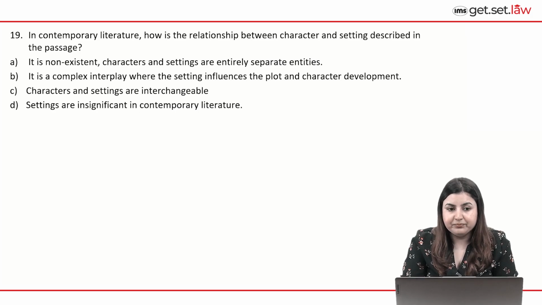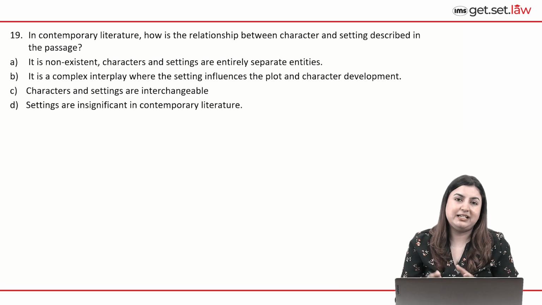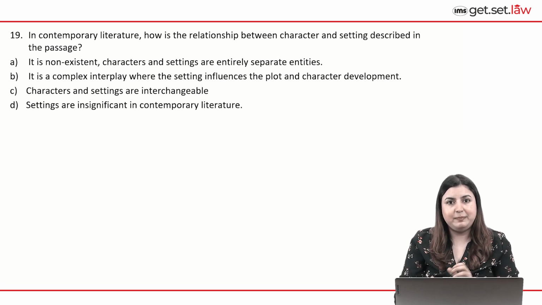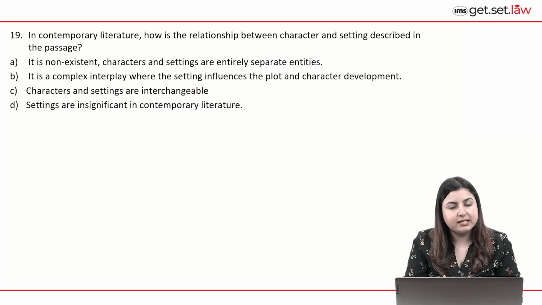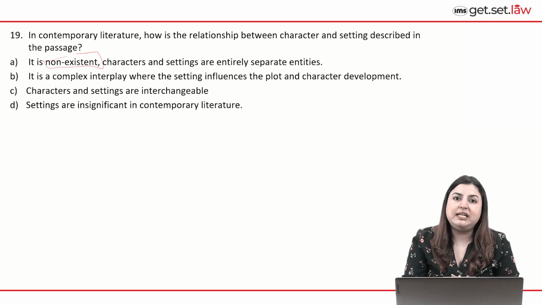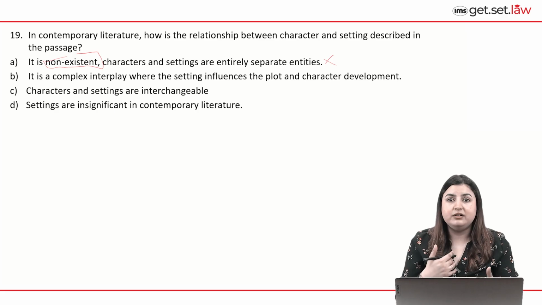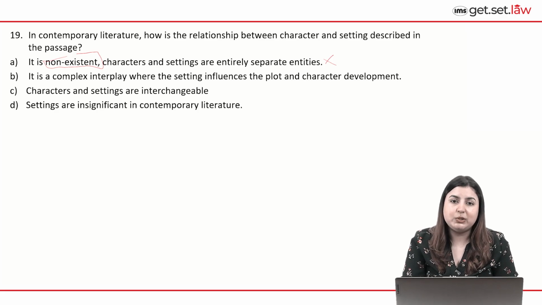Look at question 19. In contemporary literature, how is the relationship between character and setting described in the passage? Obviously, there is a very complex interplay between the character and the setting as per the passage, right? Look at option A. It is non-existent. Simply on reading of the non-existent part, you can very easily infer that this is the incorrect option. Firstly, there is already a relationship existing between character and setting, and to call it non-existent would be a misnomer here. So we can eliminate A.